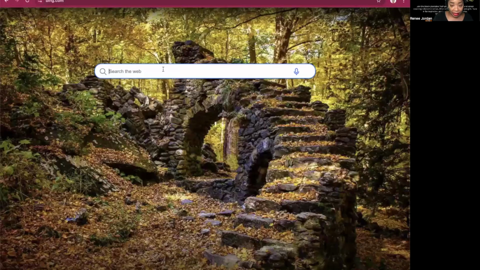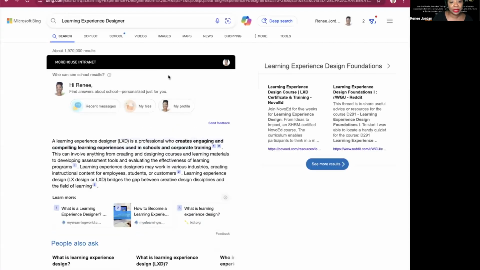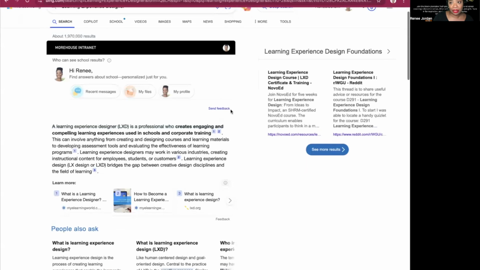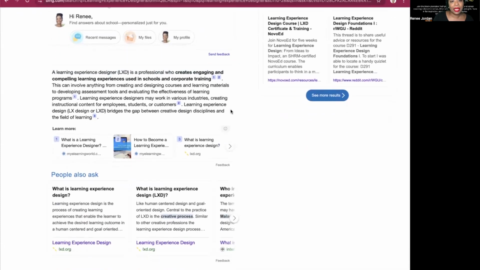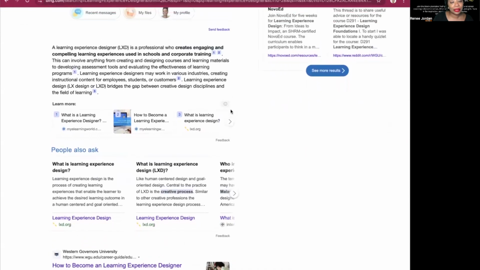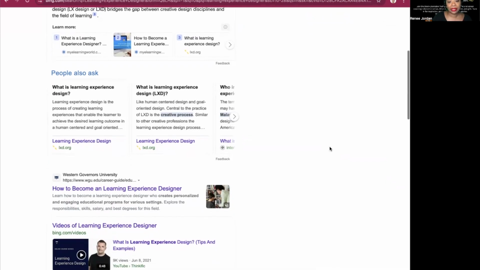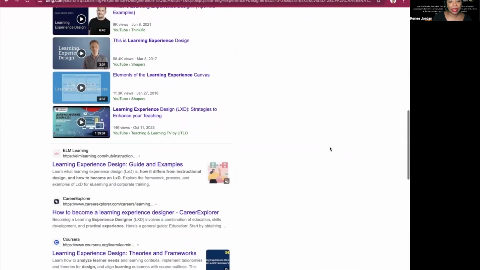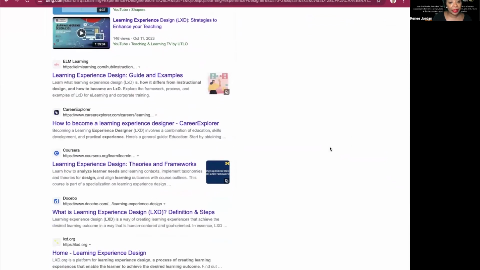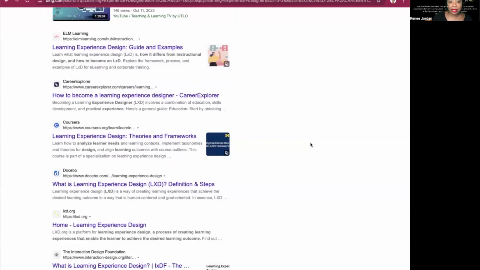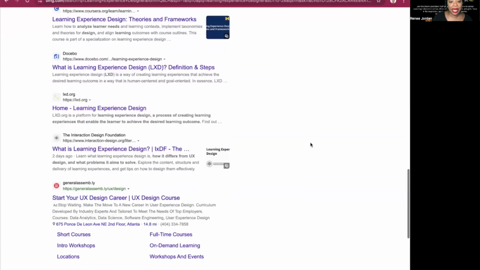All right, so the last one that it said to take a look at, oh, I didn't do Bing. Let me go to Bing, and I'm going to paste that there and do a search. Oh, it's telling all my business. Okay, hello. That was interesting. I didn't expect to be on the page. So a learning experience designer, LXD, is a professional who creates engaging and compelling learning experiences used in schools and corporate training. People also ask, what is learning experience design? How to become, and then videos. ELM. Career Explorer. Coursera. Coursera was also on Yahoo, and then more how to.